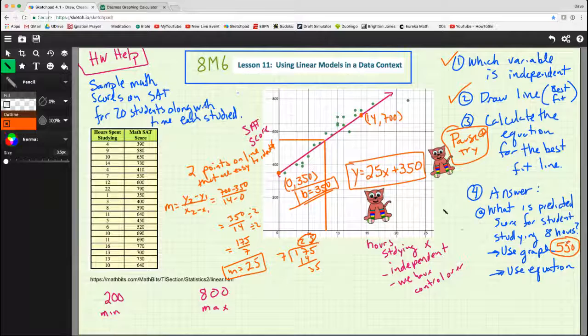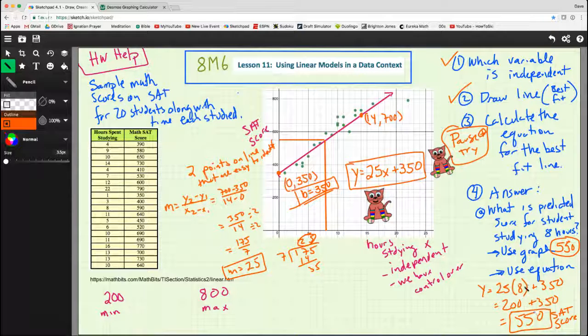Now using the equation, we would plug in 8 into our equation right here, and let's see what we get. y equals 25 times 8 plus 350. y equals 200 plus 350. y equals 550. Good. And that should work out. So we predict a SAT score of 550 if we study 8 hours.